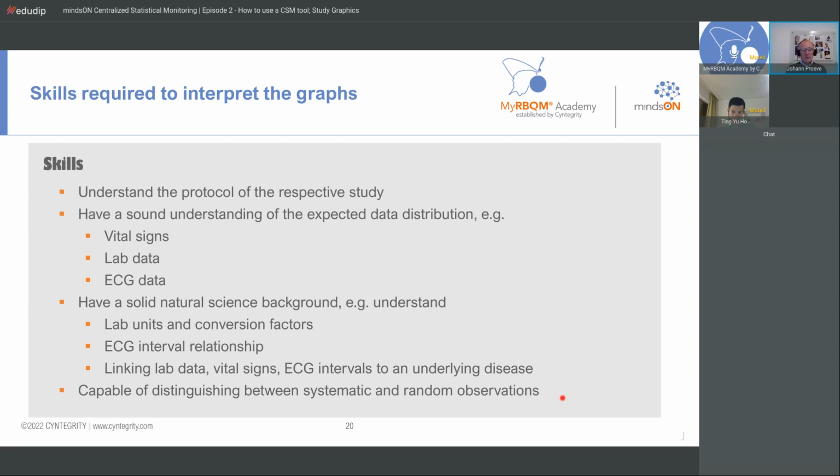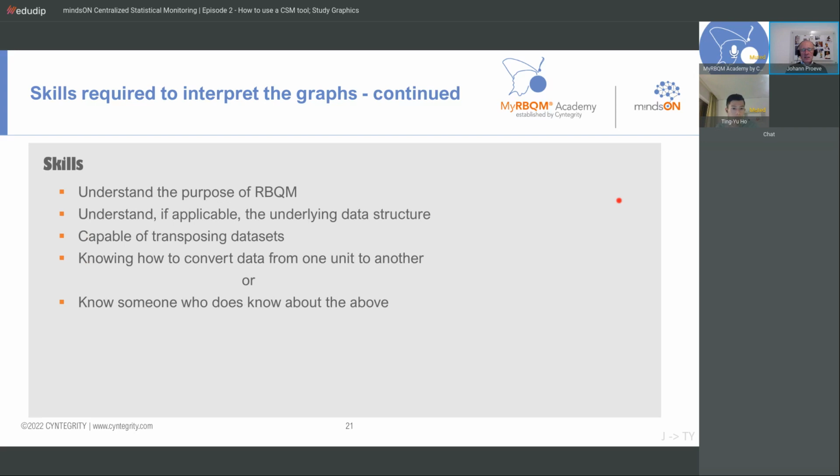And be capable of distinguishing between systematic and random observations. So if you really have a systematic different distribution in your data, then you should be able to detect that, or by looking at the distribution, understand whether this is systematic or whether this is something that just happened in one patient at a local lab. So I think these are the basic skills that I would expect of someone that runs a CSM analysis.